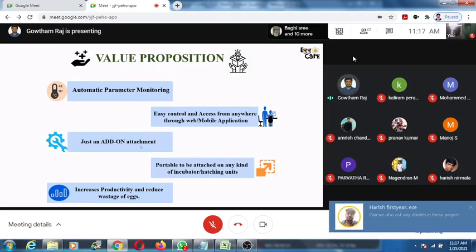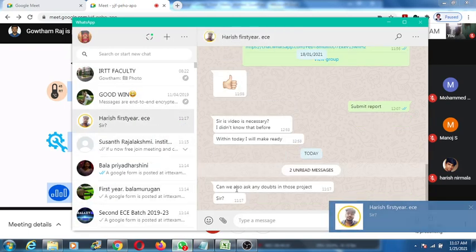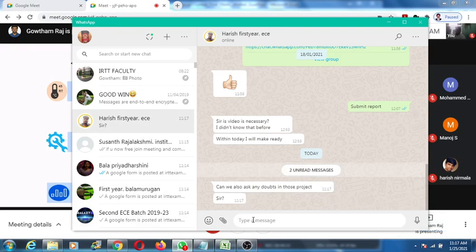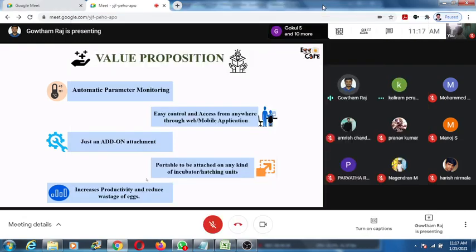So it's just an add-on, not an entire replacement. We are just adding a retrofit to the existing normal incubators. It's not an entire replacement of the normal incubators, so we can reduce the cost also. It is just a portable attachment, which ultimately leads to high productivity and reduces the wastage of eggs to a minimum extent.